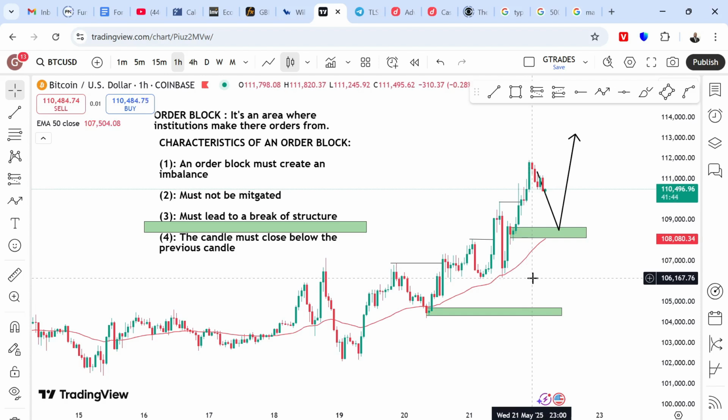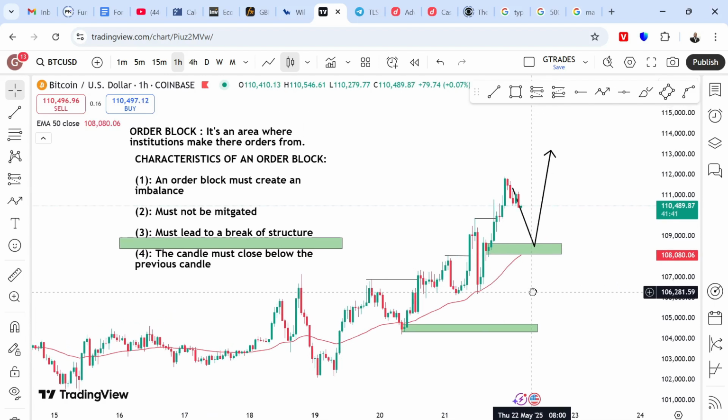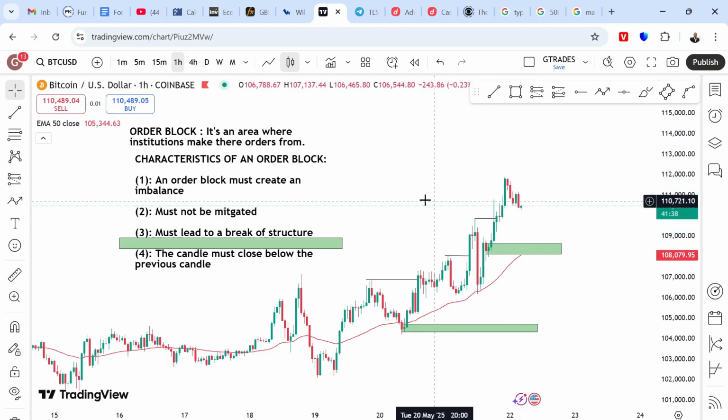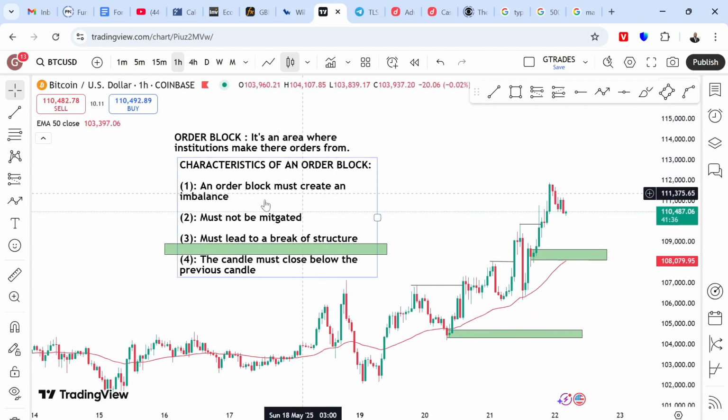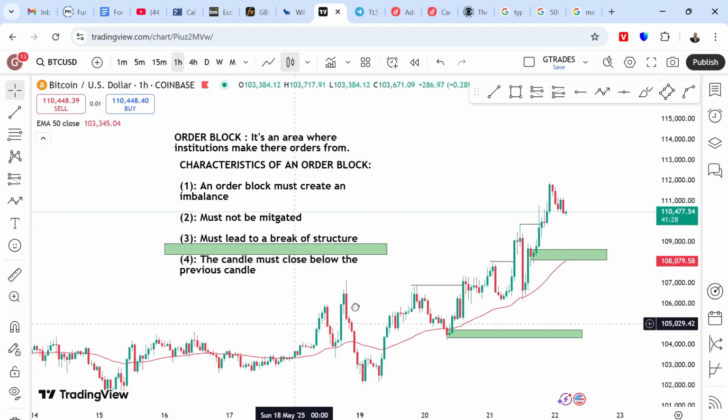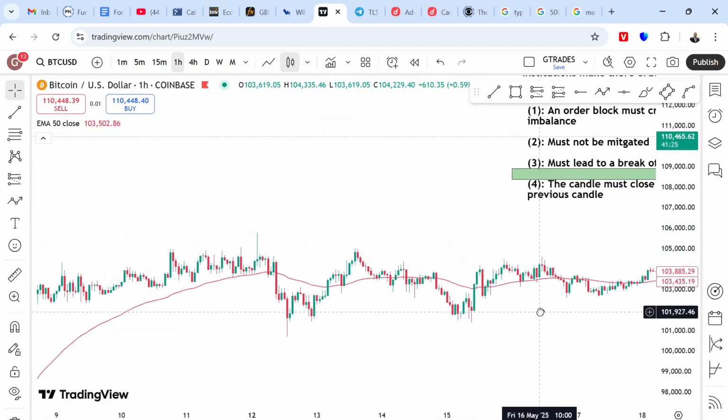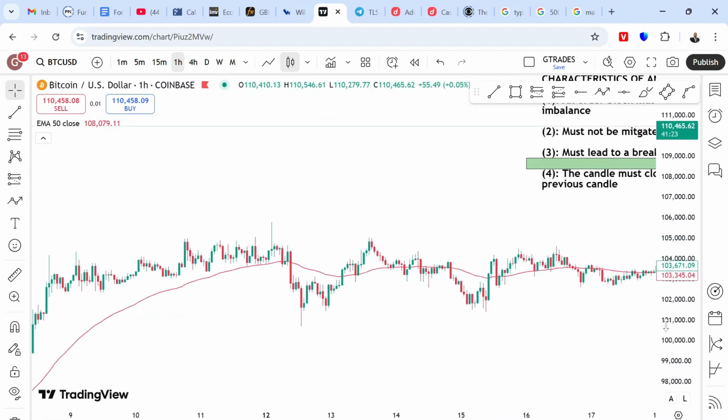Now this is how you can take sniper trades, especially if you understand how to mark up your order block. Very simple. An order block must create an imbalance. It must not be mitigated. It must lead to what? A break of structure, and the candle must close below the previous candle. Very smooth, right?